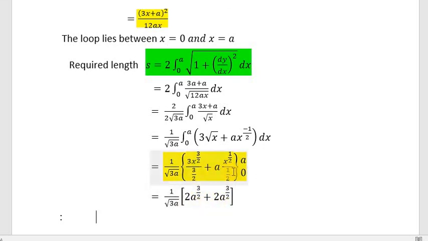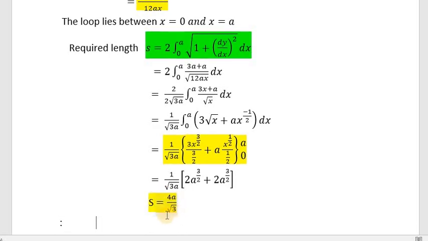So this equation, after simplifying, we get 1 by root 3a into 2a to the power of 3 by 2 plus 2a to the power of 3 by 2. So by adding these two terms, we get 4a to the power of 3 by 2 by root 3a. So root a and root a get cancelled. So we get s is equal to 4a by root 3. So the length of the arc of the loop is equal to s, that is equal to 4a by 3.